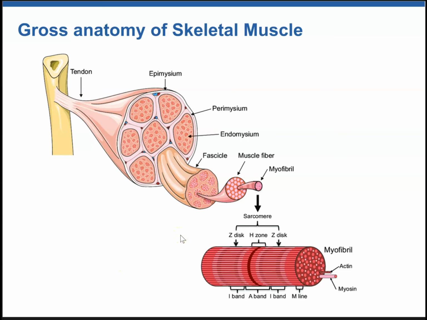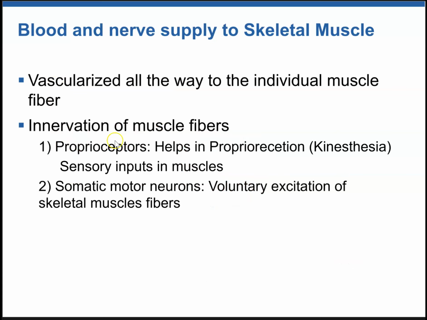Skeletal muscles are highly vascularized all the way up to the individual muscle fibers. So they are rich in blood supply. So you see arteries and veins around the connective tissue, and they are vascularized all the way up to the muscle fiber. And they are highly innervated, meaning they contain a lot of nervous tissue connections. So the types of innervation in the muscle fibers include proprioceptors that help in proprioception. There's a spelling mistake over here. So proprioception, also known as kinesthesia.